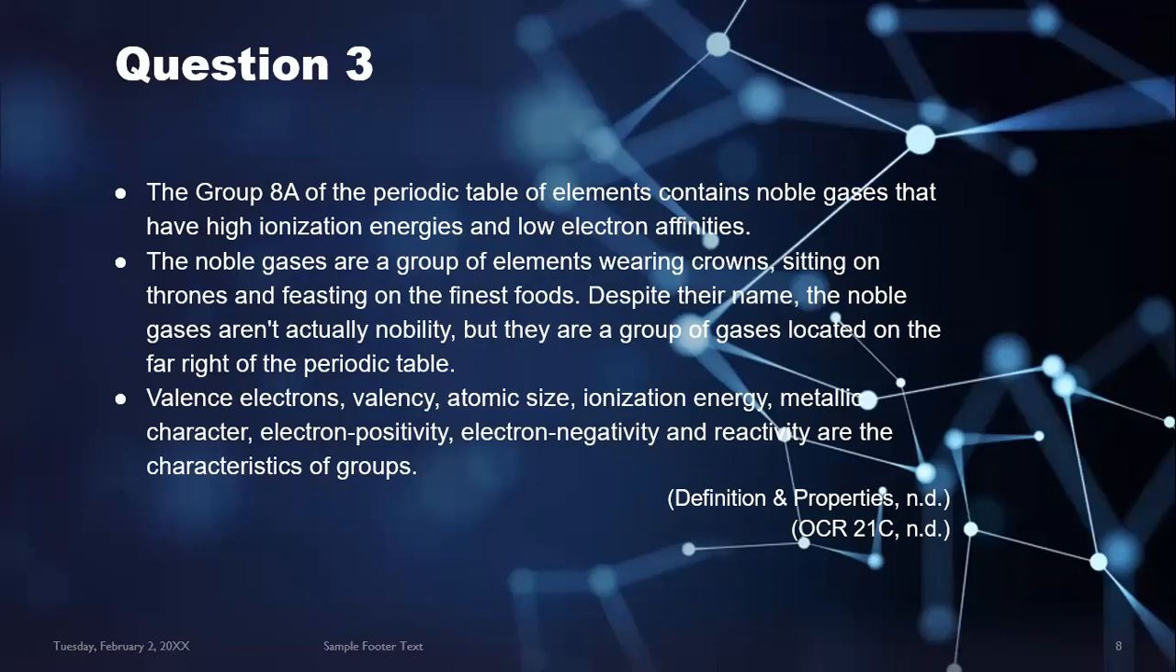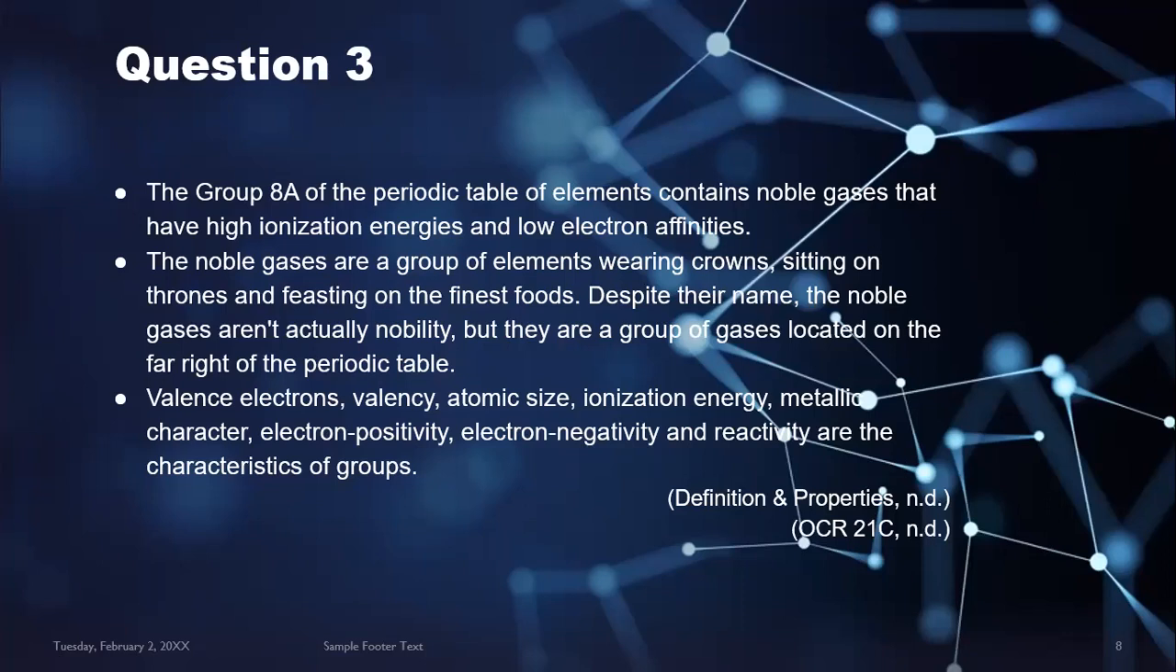Valence electrons, valency, atomic size, ionization energy, metallic character, electropositivity, electronegativity, and reactivity are the characteristics of groups. Group 8 elements of the periodic table are the noble gases, or we can call them the inert gases. They include helium, neon, argon, krypton, xenon, and radon.